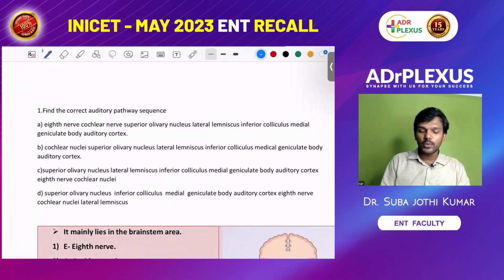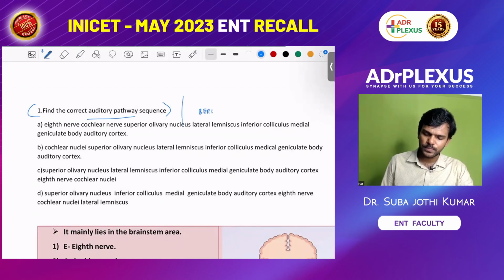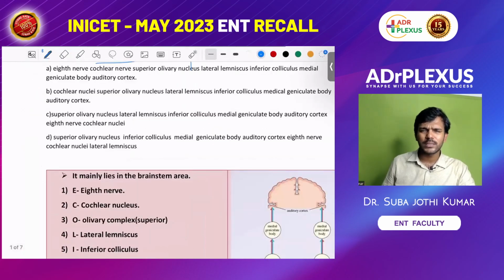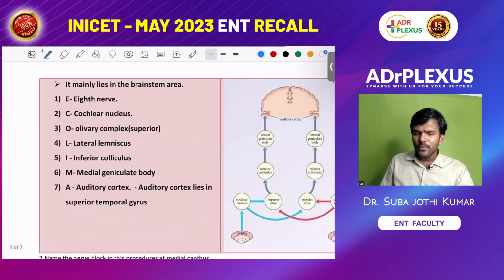This is going to be a walk in the park question for you, because some are telling it to be the auditory pathway sequence, some are telling it to be the BERA sequence. Whatsoever, both are the same. BERA sequence is based on the auditory pathway, so you should be clear with your auditory pathway sequence. We got 4 options, but options don't matter here. See what are the components of the auditory pathway.